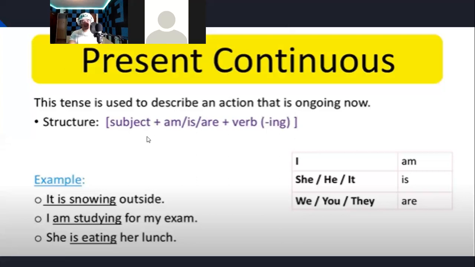I'm gonna give you another example. I am teaching the class about verb tenses right now. It's going right now, but it's still happening. It's still happening. We're still taking the class.